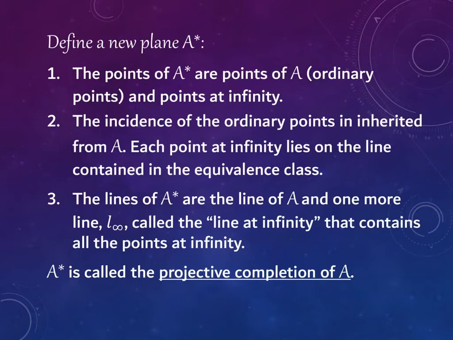So what we did is we took everything that was parallel and said if they're parallel, we're going to say that they meet at this new point. So all the parallel lines are going to meet at a specific point. And when I include all those points, it means now that I have no parallel lines.